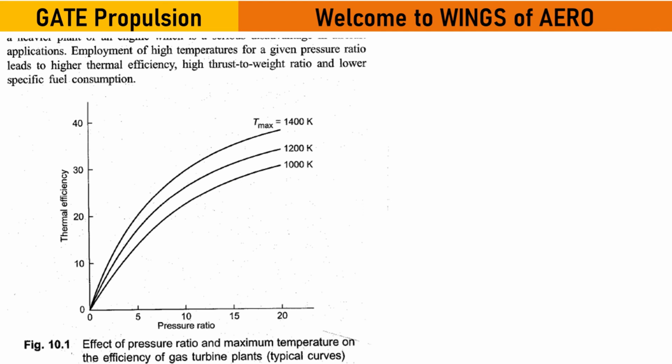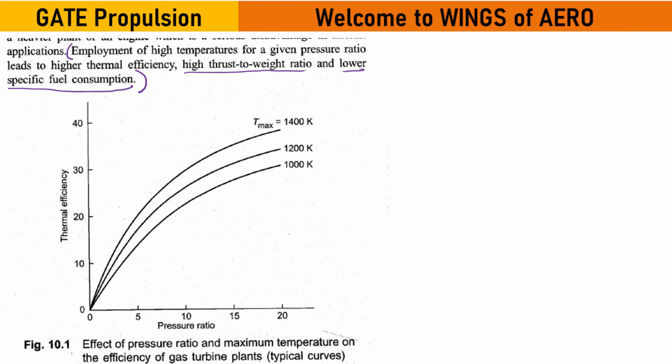It says that this is an important statement: to employ a high temperature for a given pressure ratio leads to a high thermal efficiency, which leads to an increase in the thrust to weight ratio, and if the thrust to weight ratio increases, it will help to lower the specific fuel consumption.